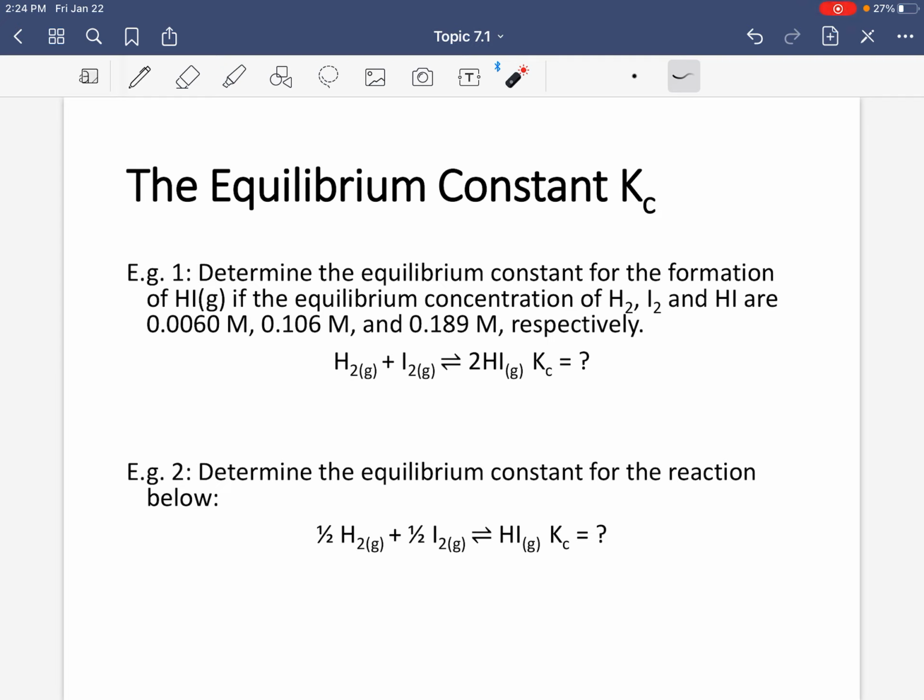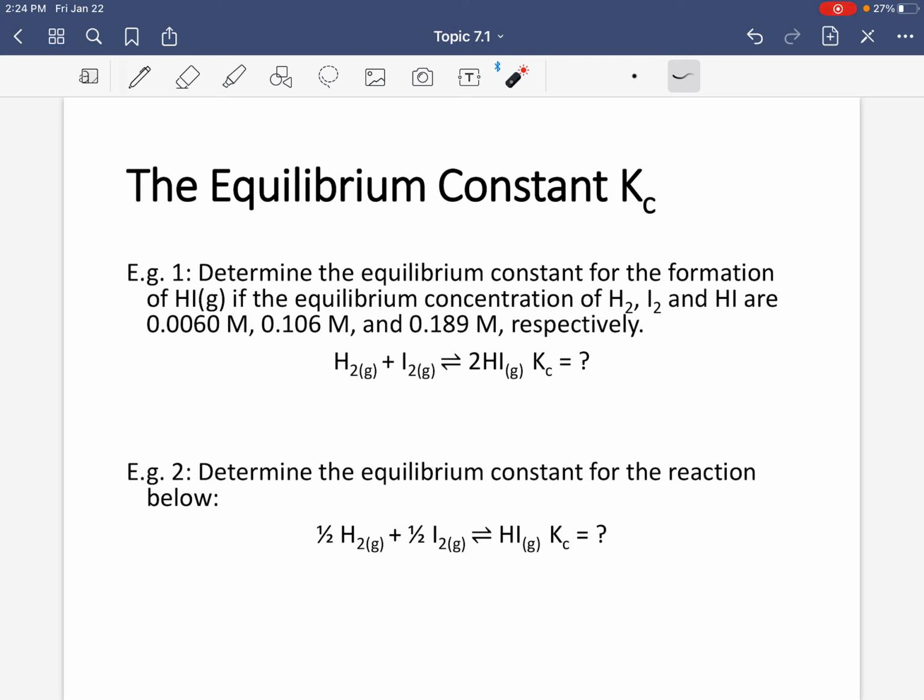Here's another one. This one deals with changing the coefficient. How will that work? So let's do these. Question 1. Determine the equilibrium constant for the formation of HI.